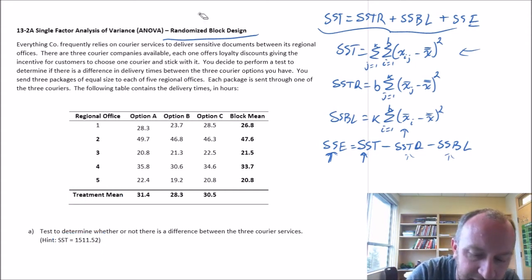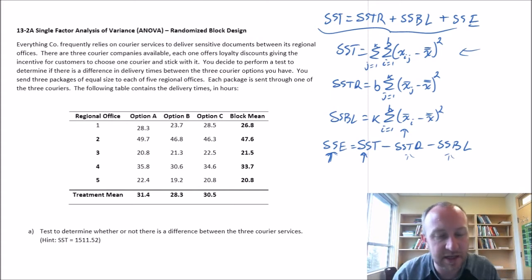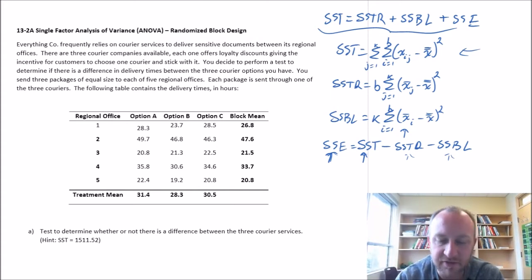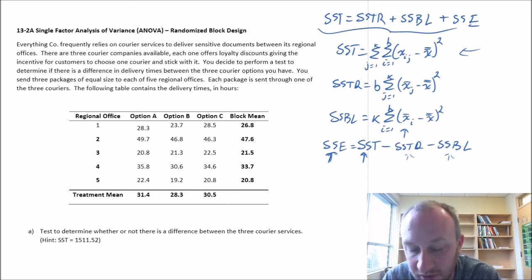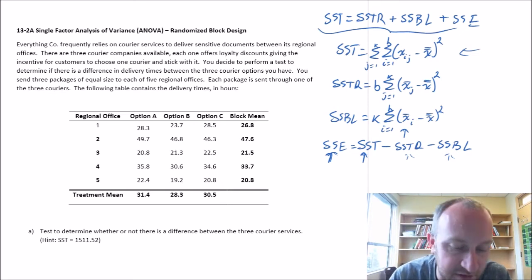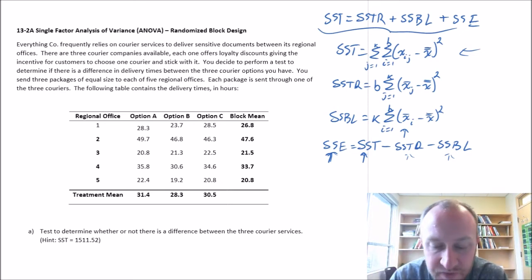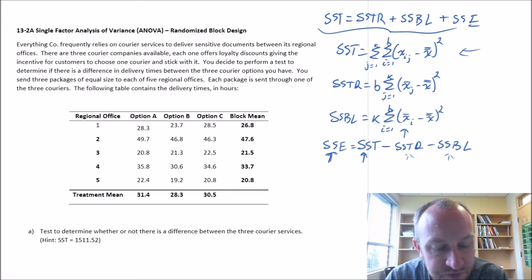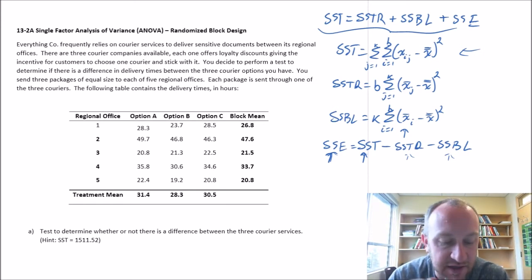Okay, so here we have Everything Co. frequently relies on courier services to deliver sensitive documents between its regional offices. There are 3 courier companies available. Each one offers loyalty discounts, giving the incentive for customers to choose one courier and stick with it. You decide to perform a test to determine if there is a difference in delivery times between the 3 courier options you have. You send 3 packages of equal size to each of the 5 regional offices. Each package is sent through one of the 3 couriers.